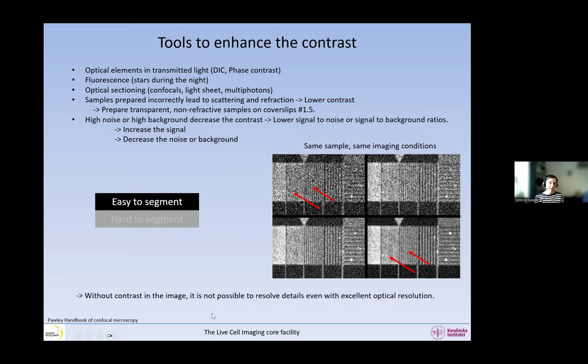So without contrast in the image, it's not possible to resolve details, even with excellent optical resolution. Increasing the contrast increases thus the usable resolution, okay? So we have a certain optical resolution, and maybe we'll not be able to use all of it. It's limited by something else. And that's what the contrast does. It limits the usable optical resolution.